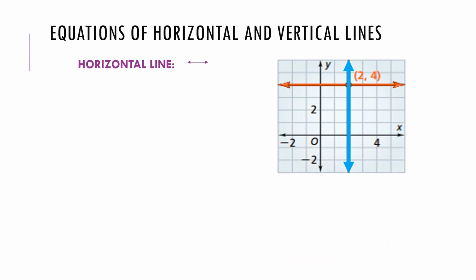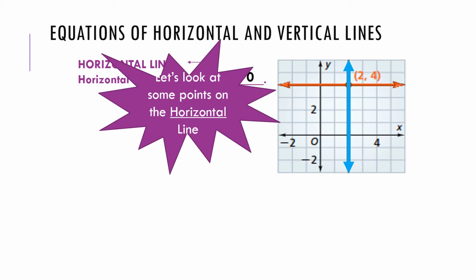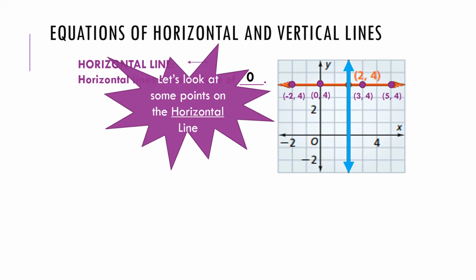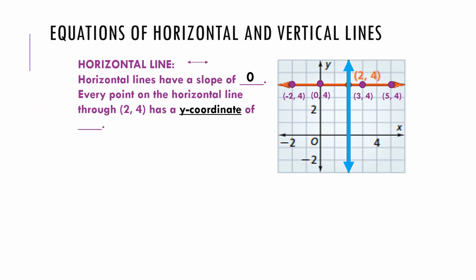Okay, so now equations of horizontal and vertical lines. A horizontal line is always going to have a slope of 0. If I look at some points on the horizontal line here, which is the red one, I have (2, 4), (3, 4), (5, 4), (0, 4), (-2, 4). So every single y value there has the value of 4, which means that the equation of that line is going to be y equals 4.